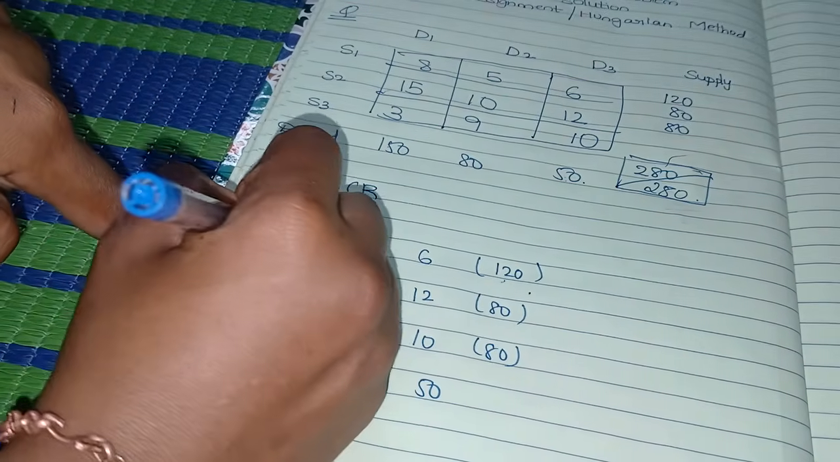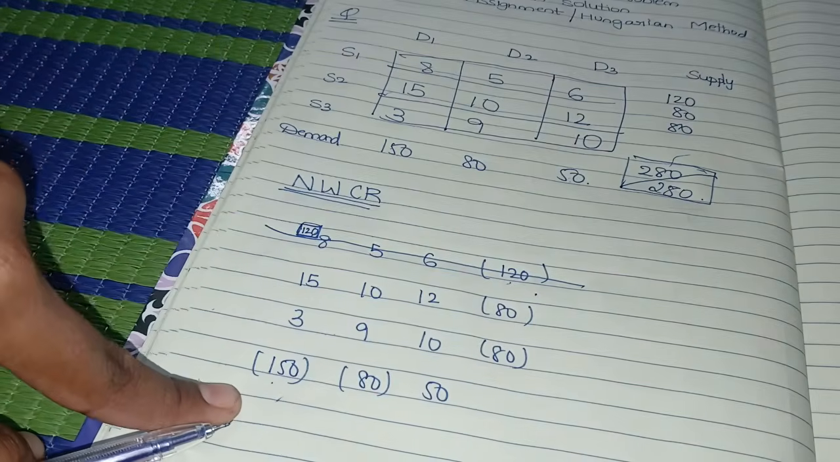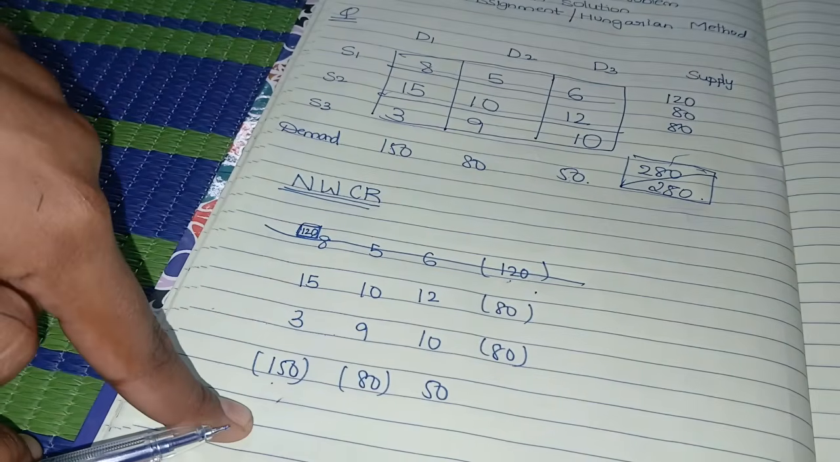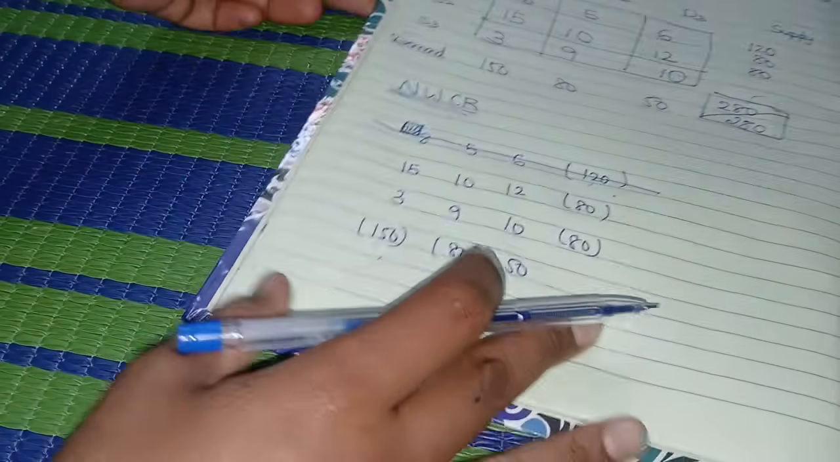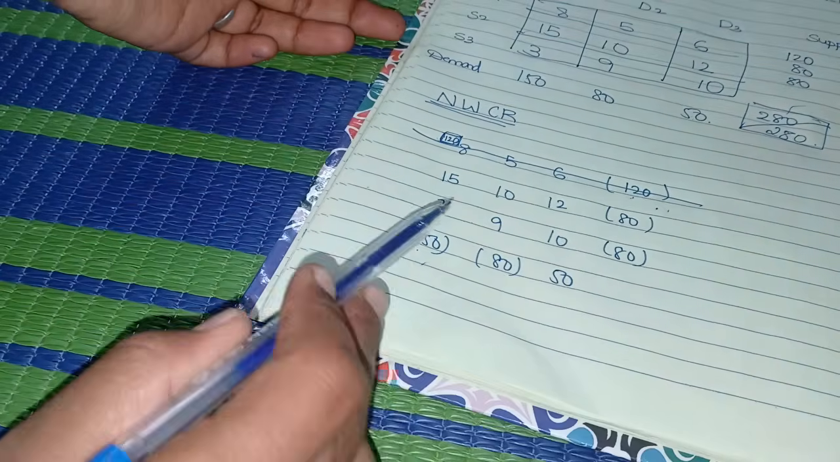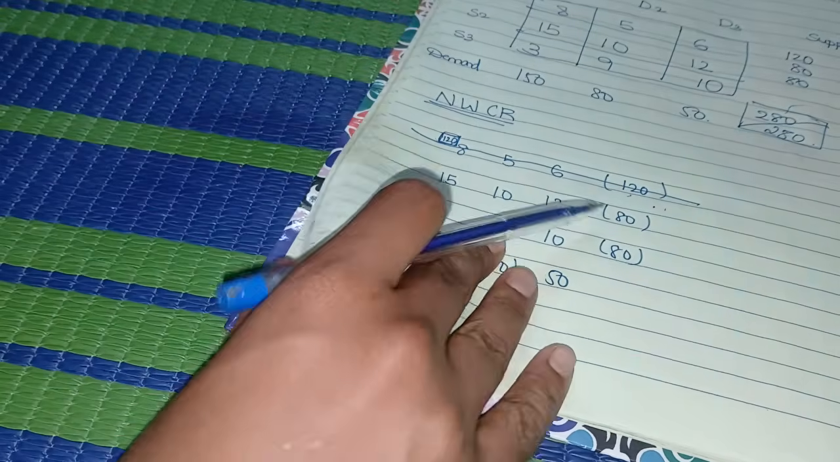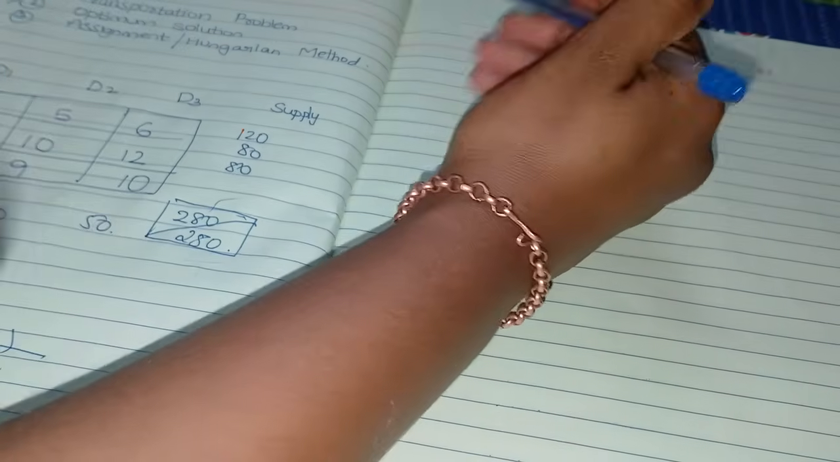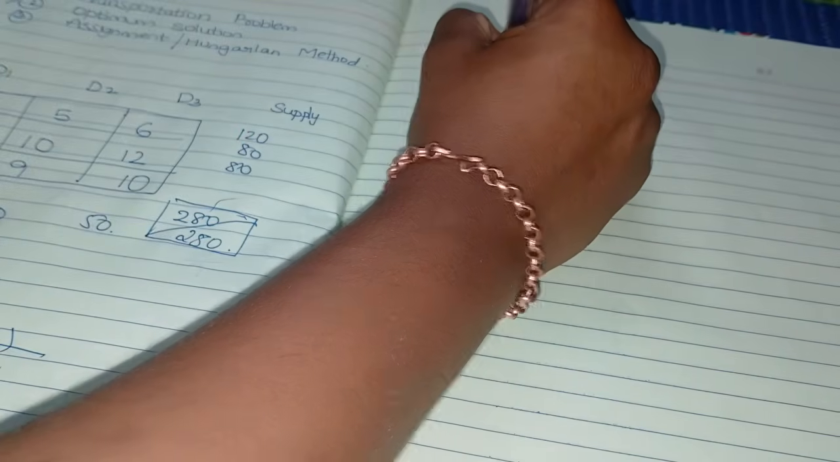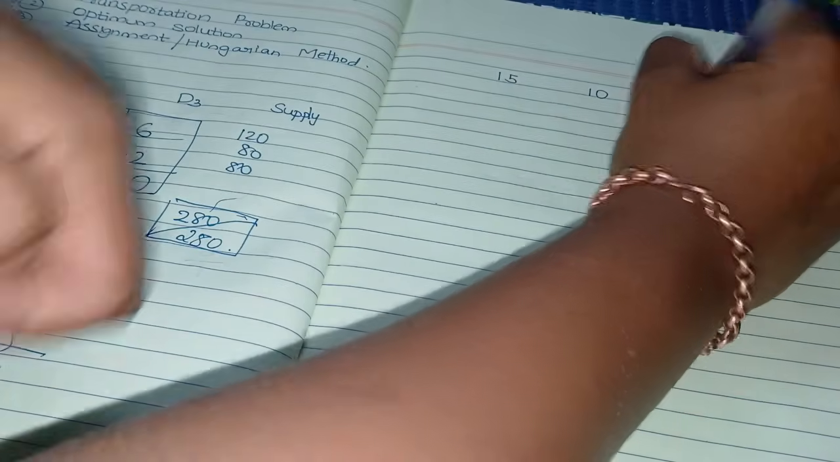Now just deduct this row. If you have 120 here, you will deduct this one. So again, this row is getting cancelled. What you need to do? 15, 10, 12, 3, 9, 10 is only what is left over. That value is only what you need to write. So 15, 10, 12.